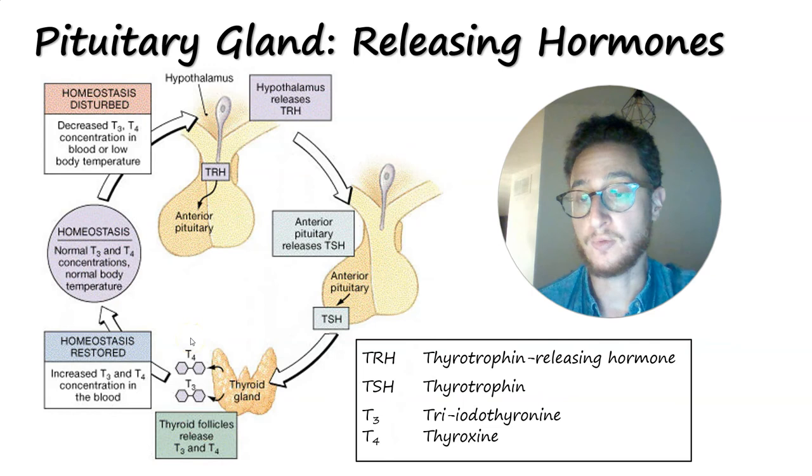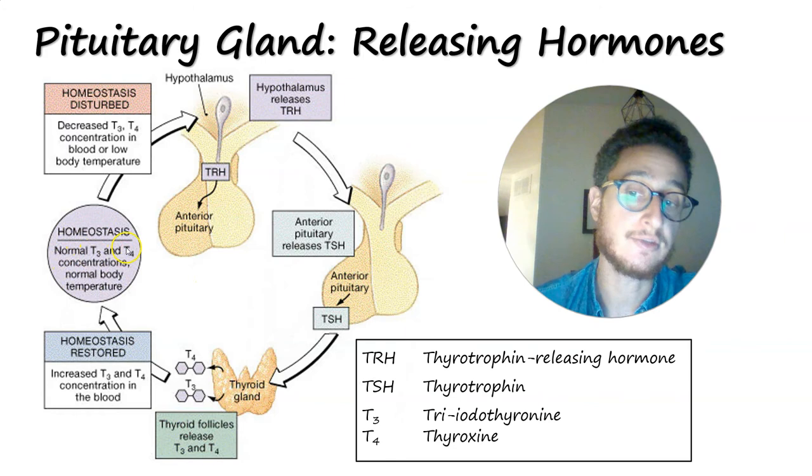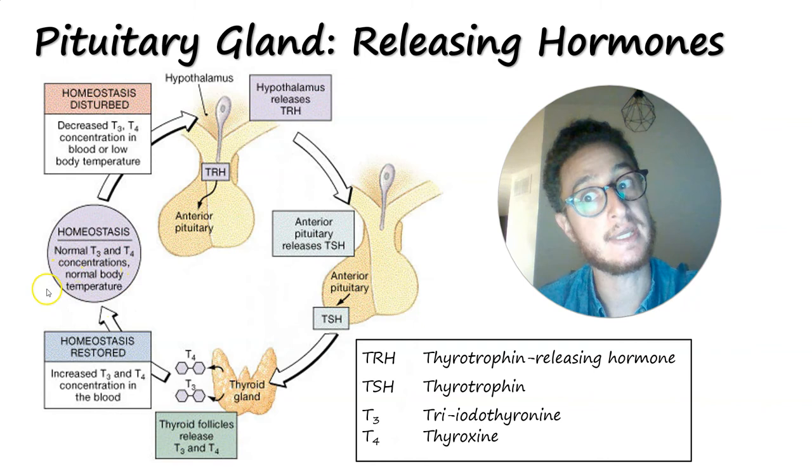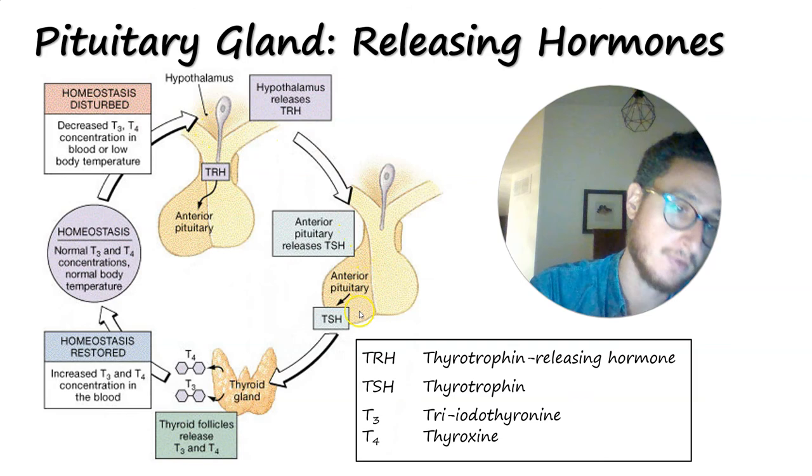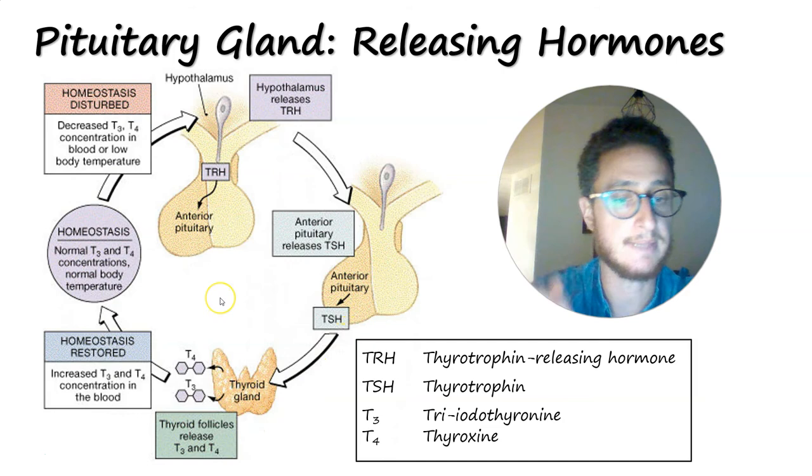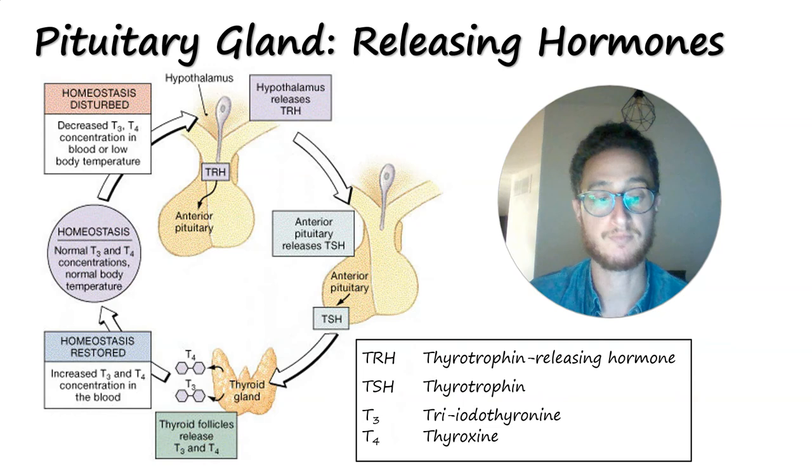And they each work in slightly different ways, but ultimately they work together to increase the metabolic rate. And so when that happens, we either go back to normal levels of T3 and T4, or we go back to normal body temperature. And so this is negative feedback that's going to stop the release of TRH, which is going to then slow down and eventually stop the production of TSH, which is going to continue to keep this in a perfect homeostatic level. So that's a kind of typical theme of how the pituitary can control an endocrine gland.